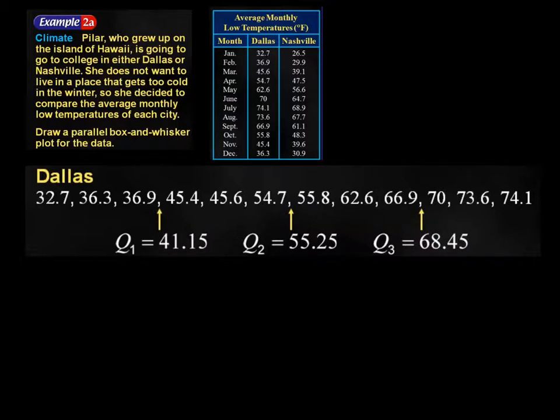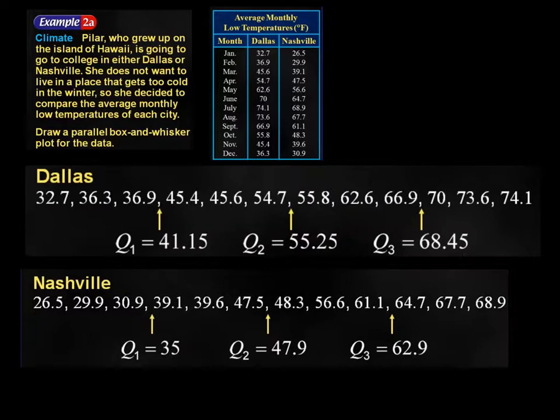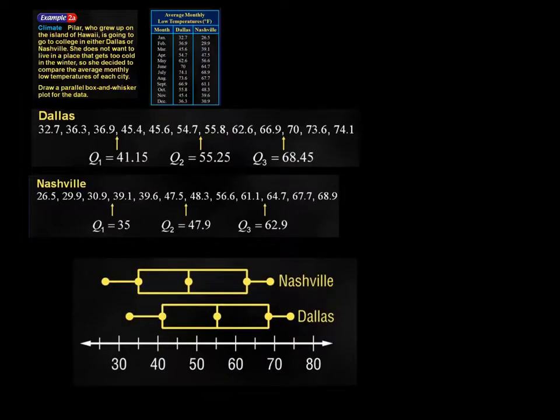So for Dallas, we have to arrange them in order from least to greatest. Find the median, find Q1, find Q3. And repeat the same process for Nashville. Luckily for us, neither one of the cities has an outlier, so we don't have to worry about them. So now they can draw them on the same number line, and our minimum for Nashville was 26.5, Q1 was 35, the median's 47.9, Q3 is 62.9, and the maximum is 68.9.